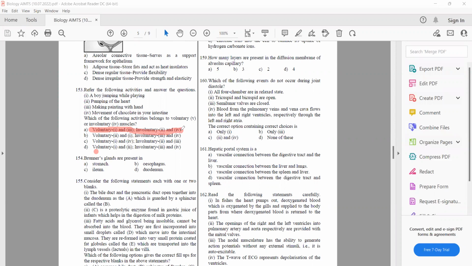154, Brunner's glands are present in the submucosa of duodenum. You can see this Brunner's gland will be there. Next question.